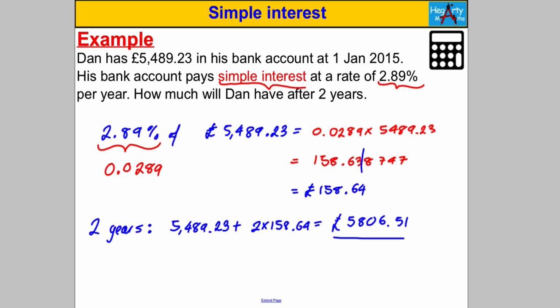And that's everything for this video on simple interest. Join us next time where we do more compound interest.